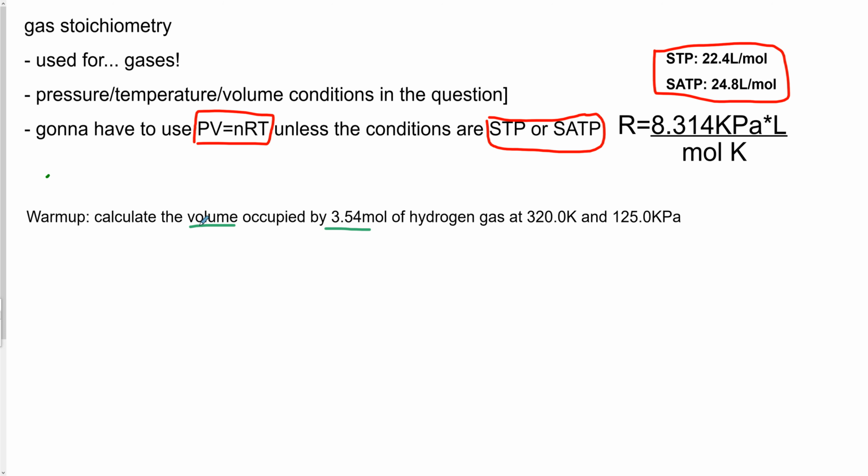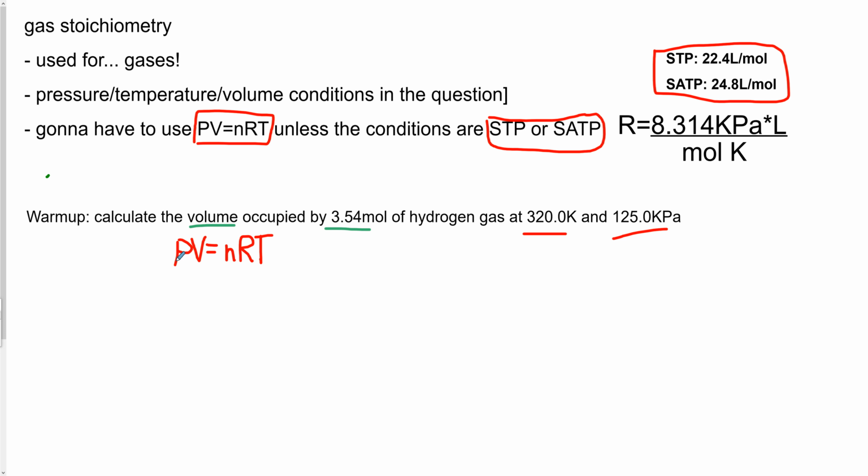So calculate the volume occupied by 3.54 moles of hydrogen gas at 320 Kelvin and 125 kPa. So these are not either of these setups. So we need to use the ideal gas law. So we need to use PIV-NERT. PV equals nRT.